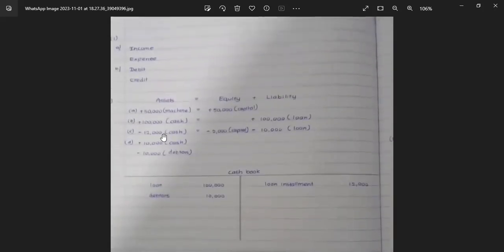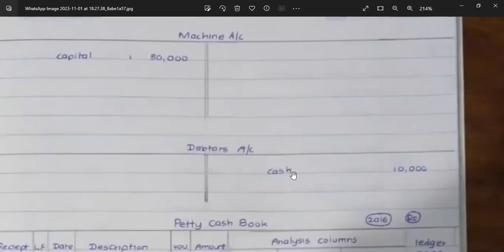Fourth one: receive 10,000 from debtors. Cash book debit 10,000 as debtors. You need to write the credit side of the debtors account as cash like this. Cash book debit, debtors account credit. Nice. I think there are no other concerns. If you have any concerns, let me know.